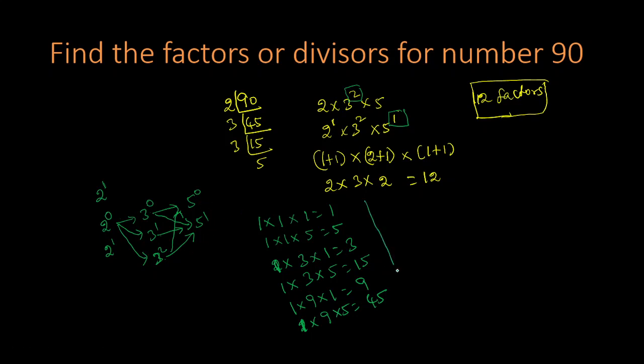Now we will go for 2 to the power of 1. So 2 to the power of 1 is 2. Then 3 to the power of 0 is 1, and 5 to the power of 0 is again 1. So we will get 2. So if we go like this, we will altogether have 12 factors. So this is the way of identifying the number of factors and what are the factors connected with the corresponding number. So we'll solve the next problem.